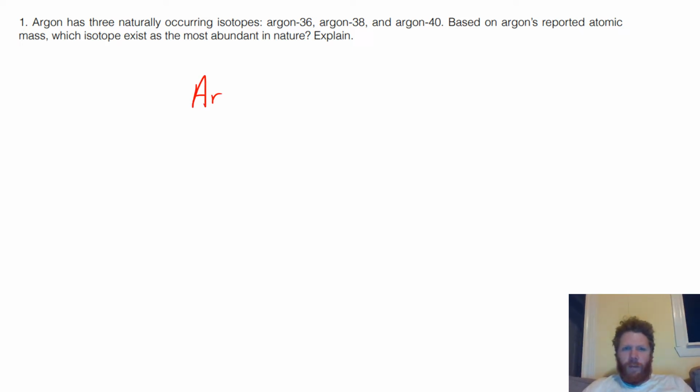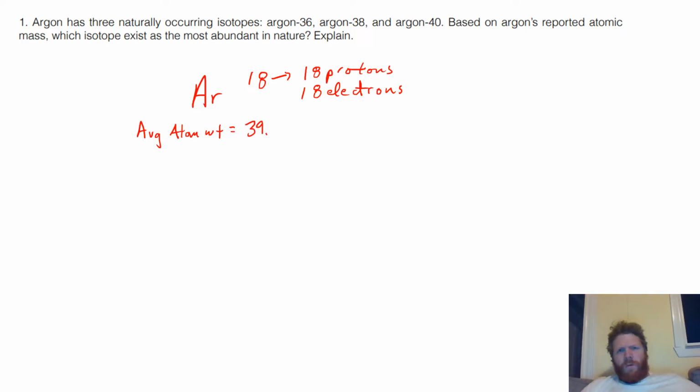AR has an atomic number of 18. So what do we know about that? There are 18 protons and 18 electrons. And then you'll see the average atomic weight or average atomic mass. That is equal to 39.948. So that is the average atomic weight.